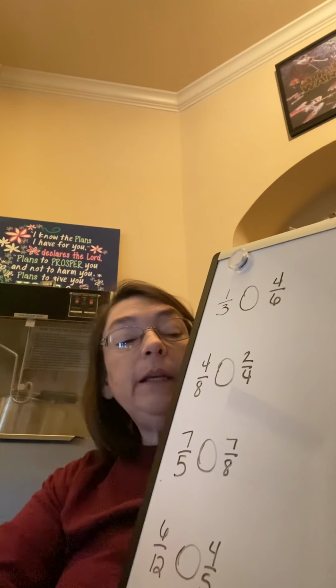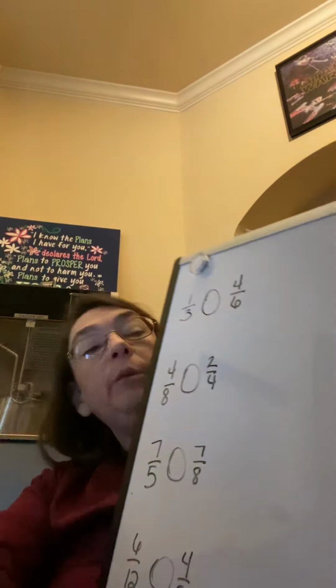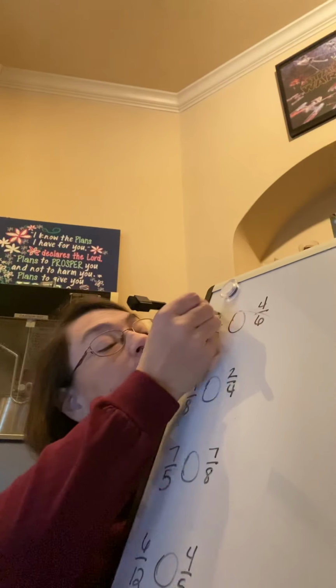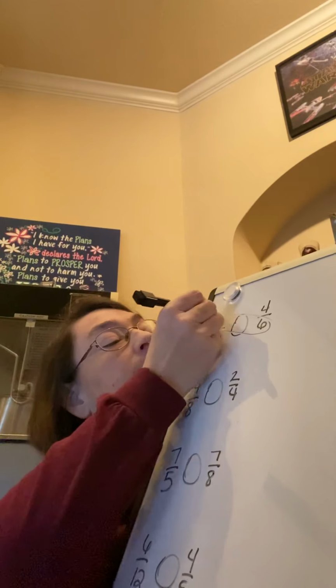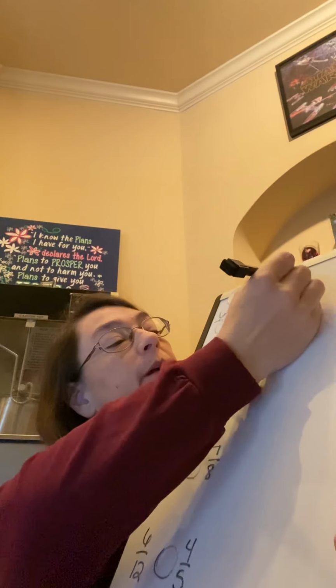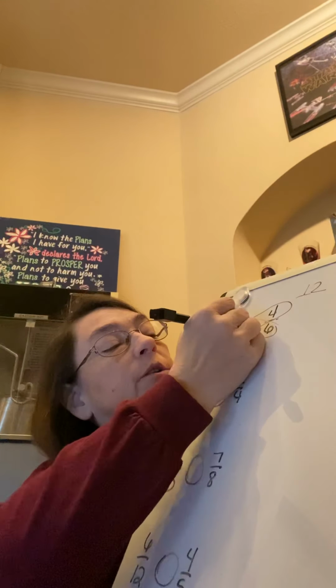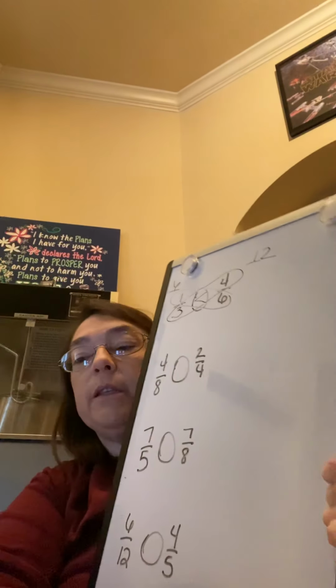All right, looking at number 11. I know some of you probably aren't done. That's okay. We just need to go ahead and get done. 1 times 6 is 6. 3 times 4 is 12. Which one is bigger? The 12. So my alligator would eat the 4/6.